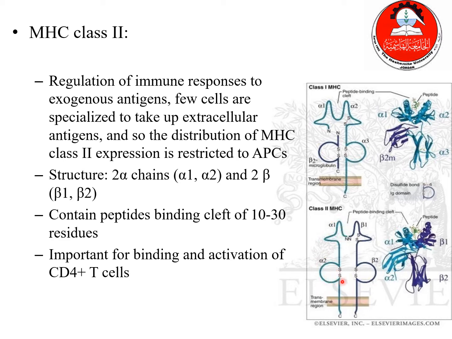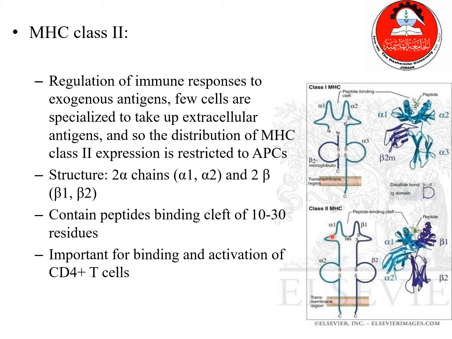Here we have 2 alpha helices and 2 beta chains, which make up the structure of major histocompatibility class 2, and they are also embedded within the transmembrane region. Once the exogenous antigen is displayed here, it is going to be recognized by the CD4. So here we need to remember the rule of 8.